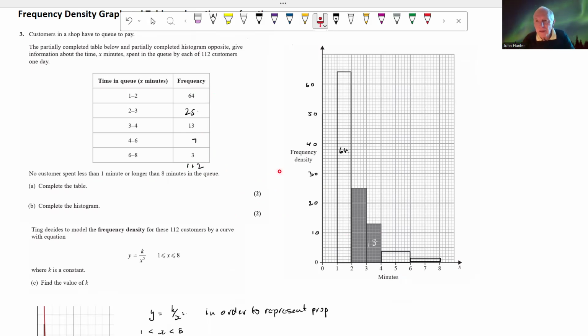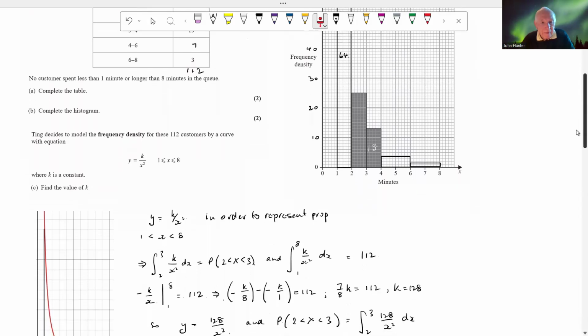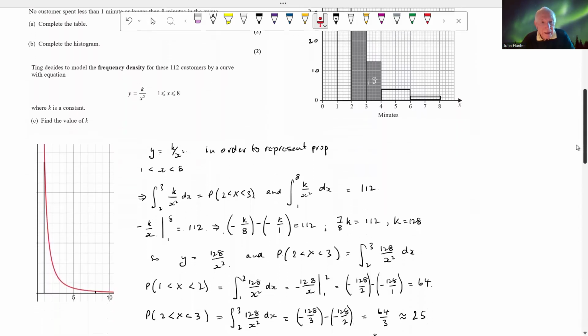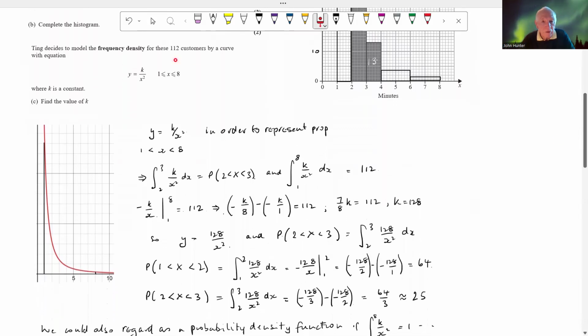That's not the most interesting point about this problem, though. It's part C, really, that I wanted to develop. Ting decides to model the frequency density for these 112 customers by a curve with equation that. Now, what exactly does this mean?